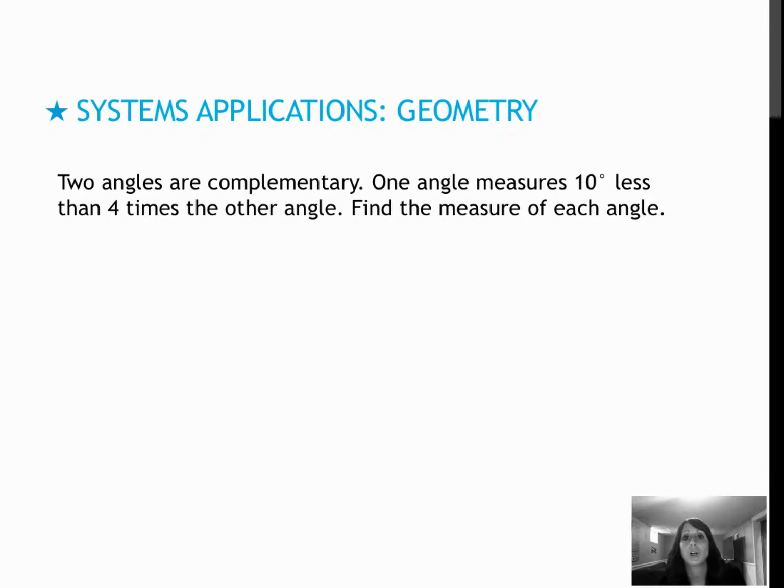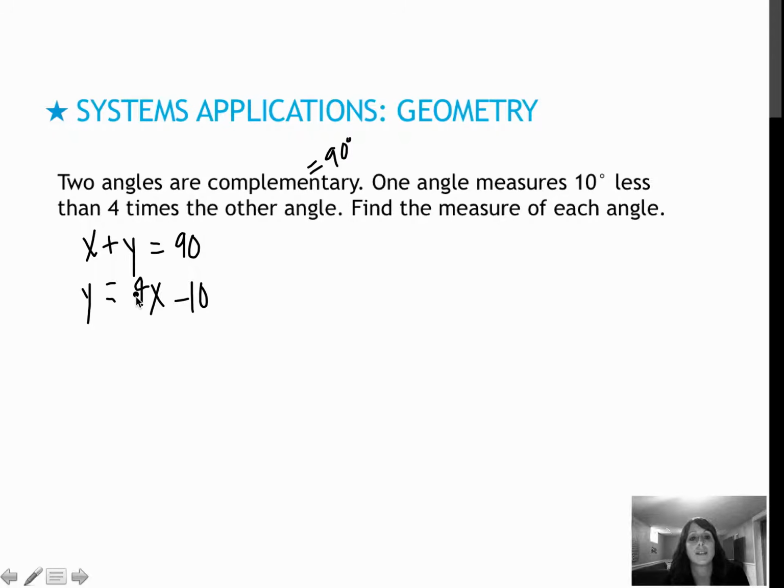Try this last one on your own, then press play to see how you did. If the two angles are complementary, that means they add to 90 degrees. So I'm going to say my first equation is x plus y equals 90. One angle measures 10 less than 4 times the other. So I'm going to say that angle y is 4 times the other minus 10, 10 less than 4 times the other. And then I will solve by substitution.